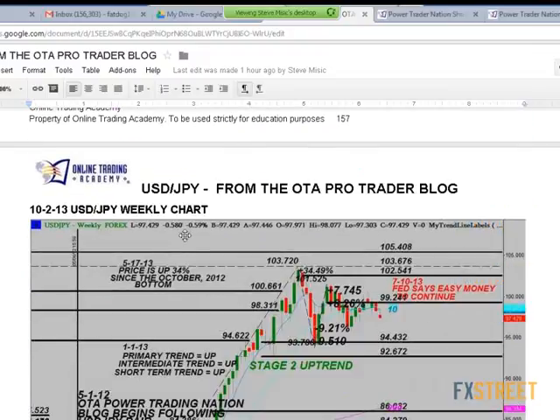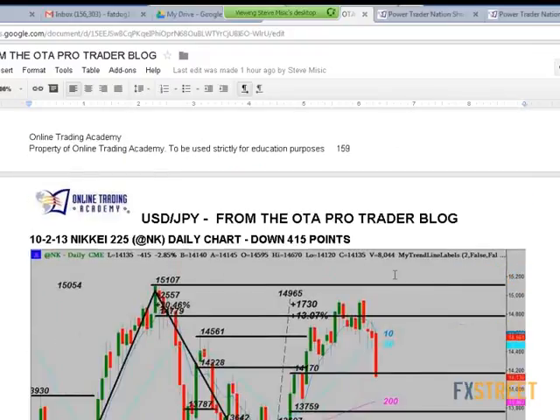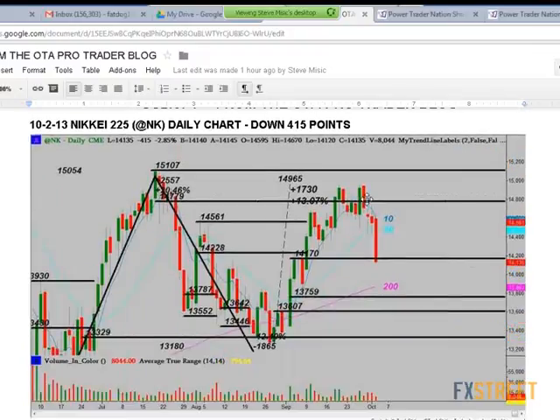So in the first week of October, we're starting to fall away from the supply level again on the weekly chart. And on 10/2, we're having a pretty decent drop. And the Nikkei is also dropping from the supply level. And this time it was down 415 points on 10/2.